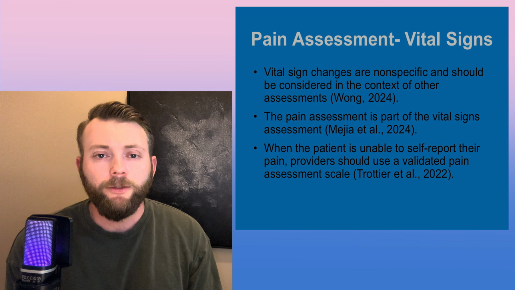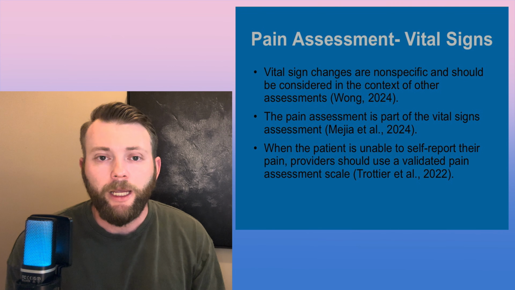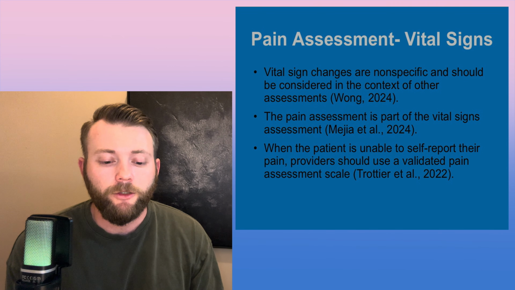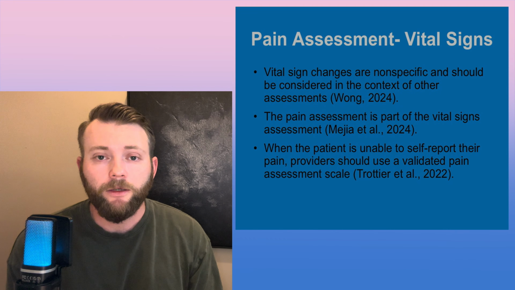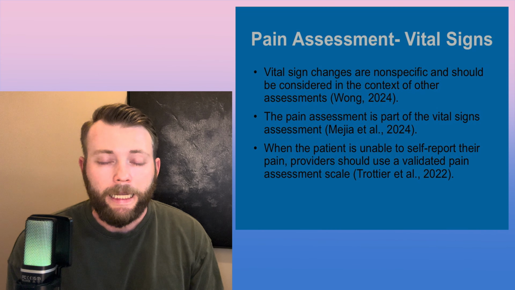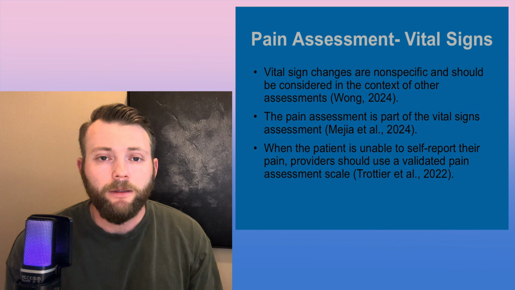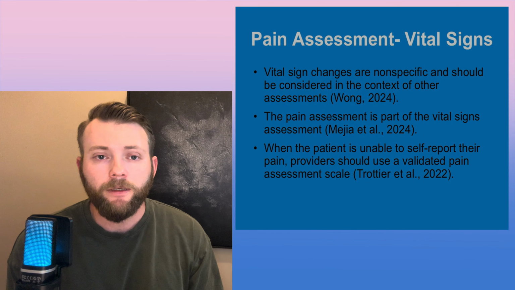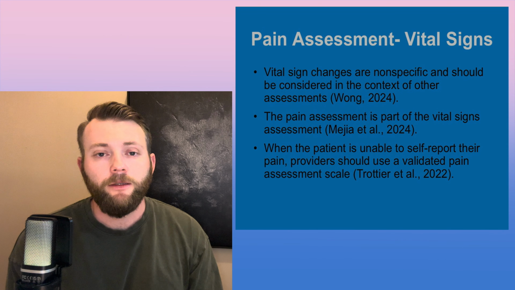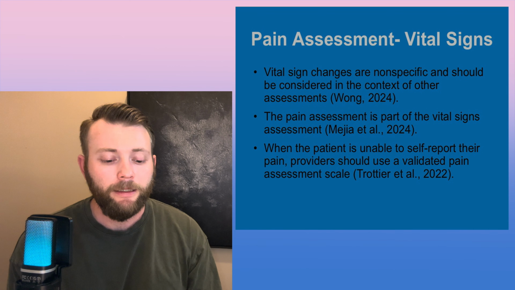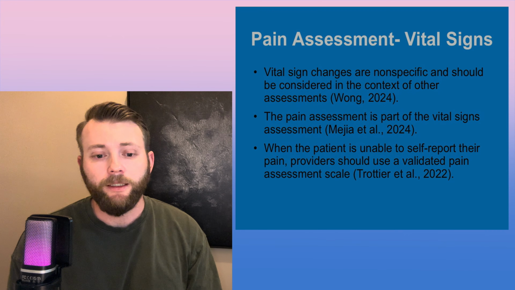As with adults, vital sign changes in a patient with pain are nonspecific and should be considered in the context of other assessments. So things like increased heart rate, increased respiratory rate, and changes in blood pressure, while on their own they're nonspecific, together with other assessments and behavioral cues and developmental factors, they help create a better picture of the status of our pediatric patient who may be in pain. So we should never necessarily look at our vital signs and say that this confirms the patient is in pain. Instead, we need to apply it to the overall context of our assessment.